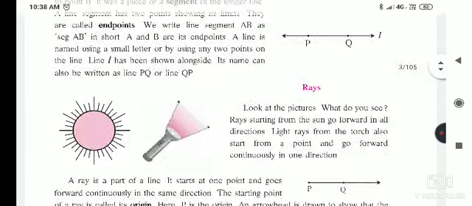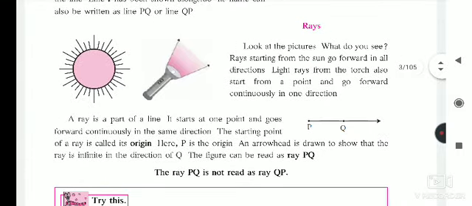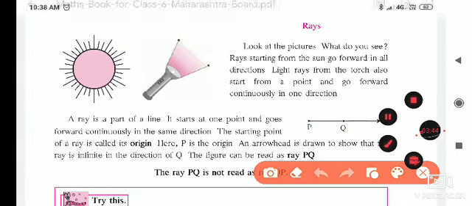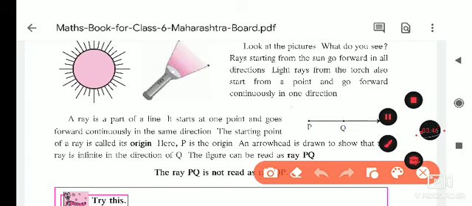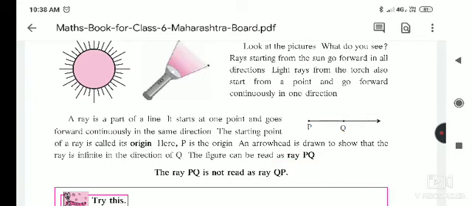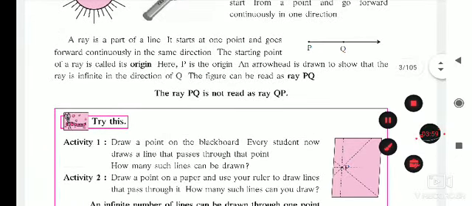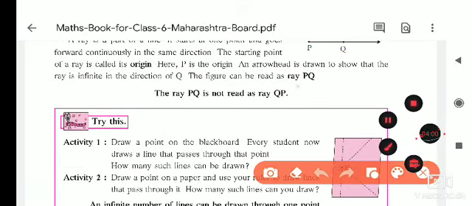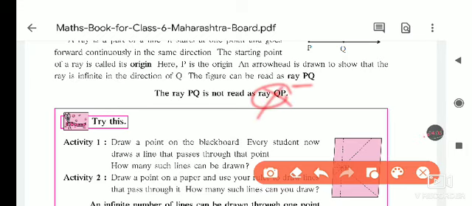Okay, after that we saw the ray. A ray has an end point, and after that end point it starts, and you can extend it. There is no limit, and we read it as PQ, ray PQ. If you read it as QP, then it is wrong. You have to read it as PQ, meaning the end point we have to take first.